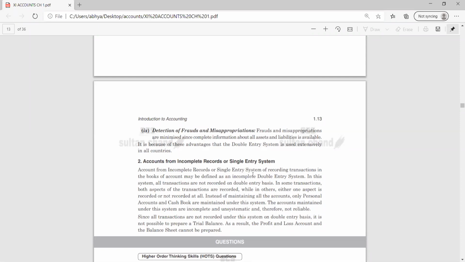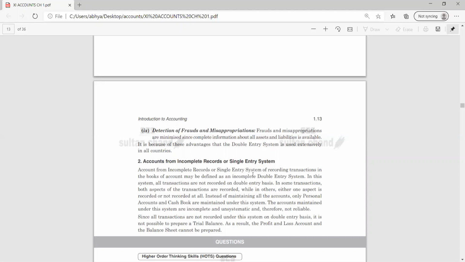So in a transaction in which cash is involved, like when we have deposited cash into the bank, both the aspects will be recorded, because in the cash book, in the bank column, the bank account will be increasing and the cash will be decreasing. And in some transactions, only one aspect is recorded.